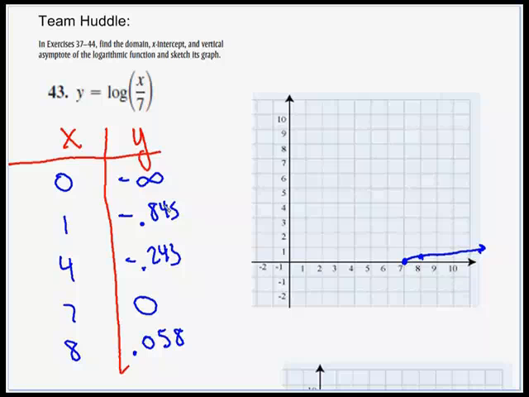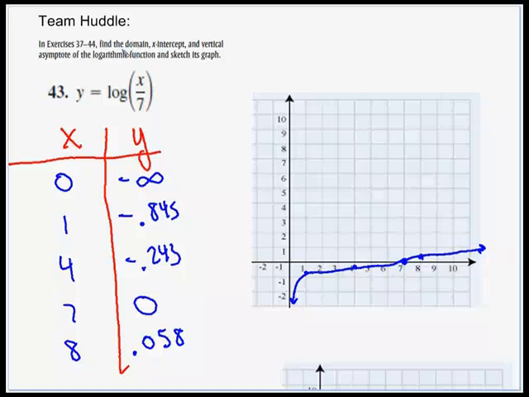And let's check some other points. 4, we're at negative 0.25. So over 4, down about a quarter of a box. X is 1, we're down to 0.8. So we're over 1, we're almost down to negative 1. Let's see here, 0, negative infinity. We're heading off toward negative infinity, and we're never going to touch the y-axis. So a little different there.